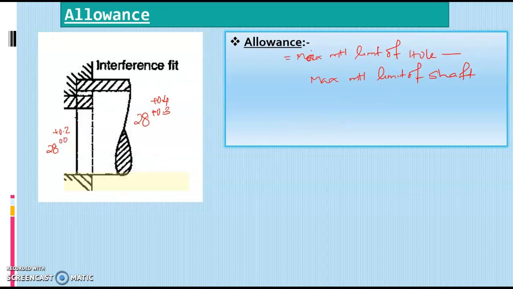Now another example with an interference fit. The sizes are given like this: 28.00 and plus 0.2 for the hole, and 28 plus 0.3 and plus 0.4 for the shaft. Here the allowance is again the maximum material limit of hole minus the maximum material limit of shaft. The maximum material limit of hole is the minimum size, that is 28.0, minus the maximum material limit of shaft, which is its maximum size, 28.4. So the difference is minus 0.4 mm. So this is the allowance. Since it is minus, this will result in an interference fit.